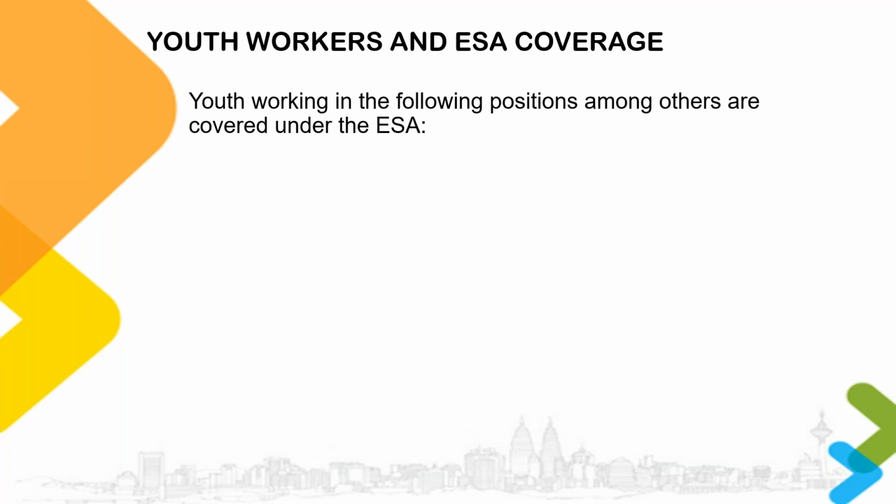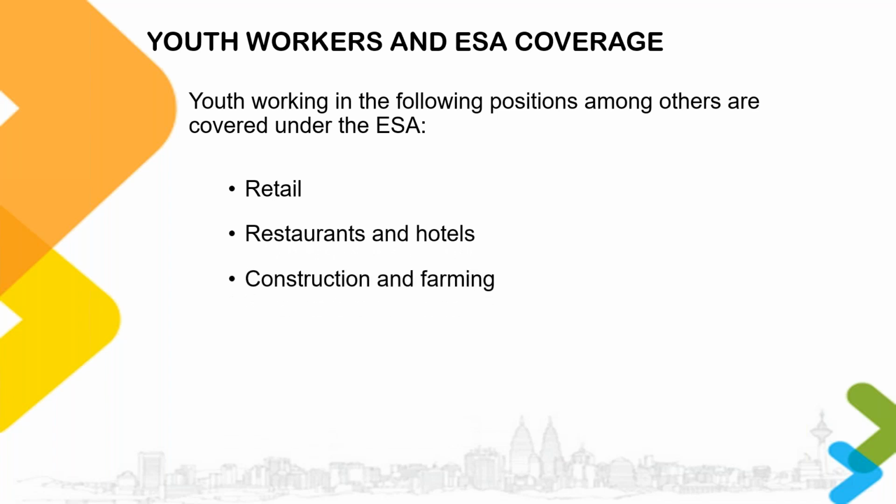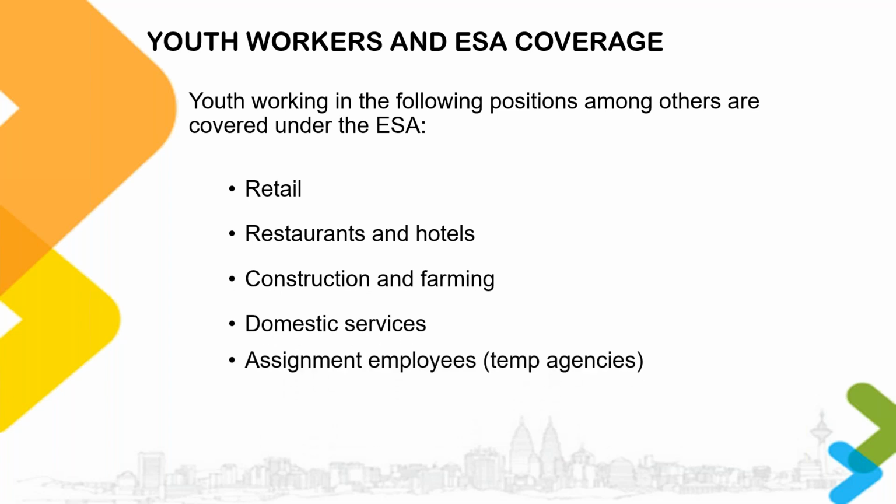Young workers have the same rights as other employees in Ontario, and they are covered under the ESA. So if they are working in retail, in restaurants and hotels, construction and farming, in domestic services, or as assignment employees, which is through temporary agencies, they are all covered under the ESA. However, certain types of employment are exempt from some parts of the ESA. In particular, there are special rules and exemptions that apply to students.